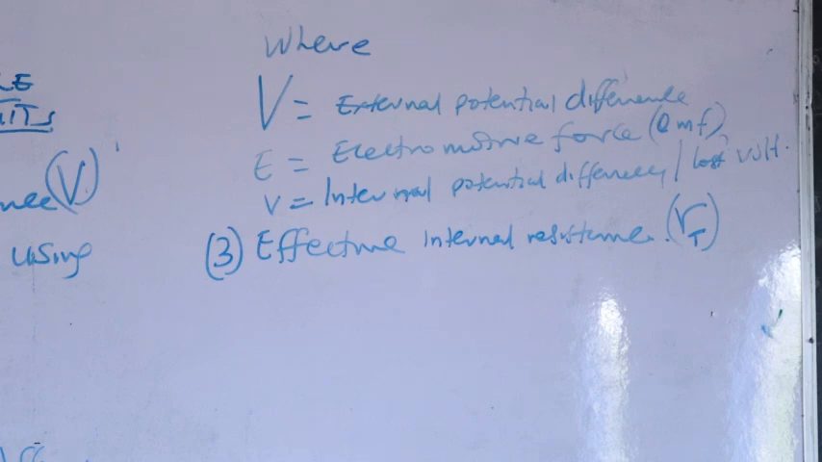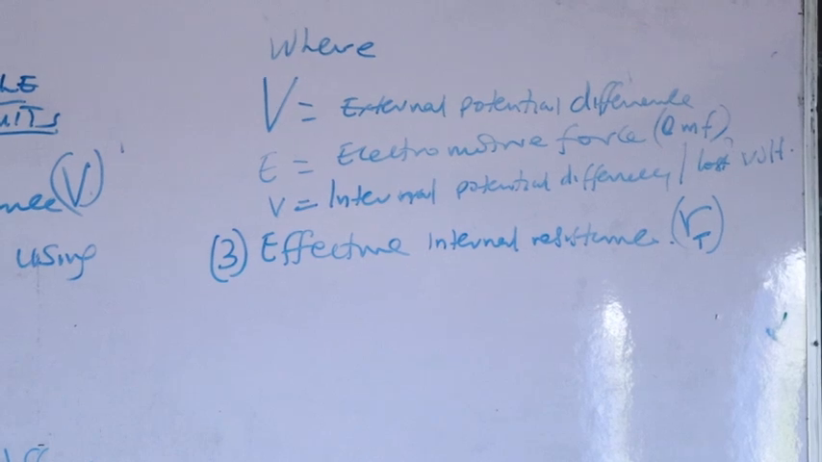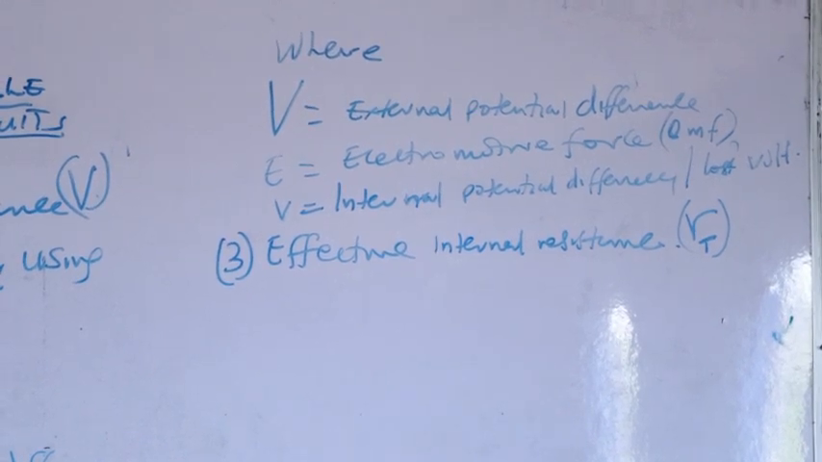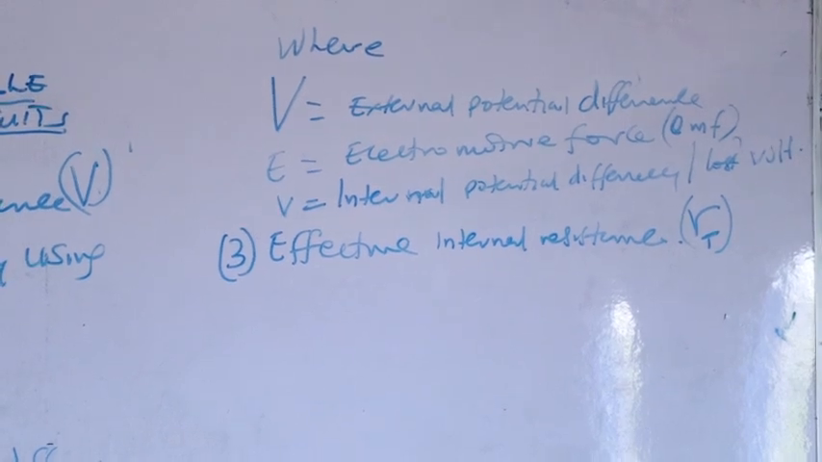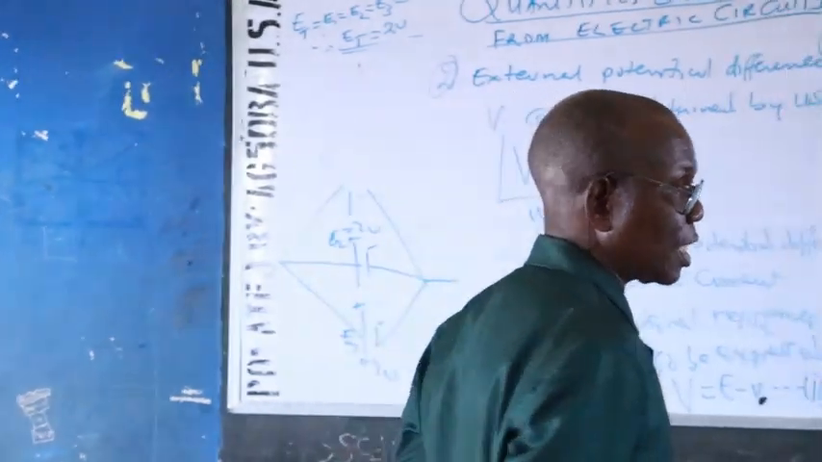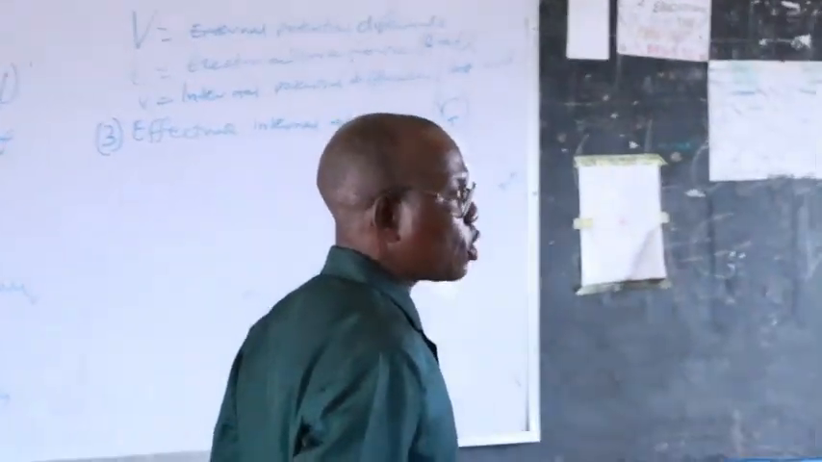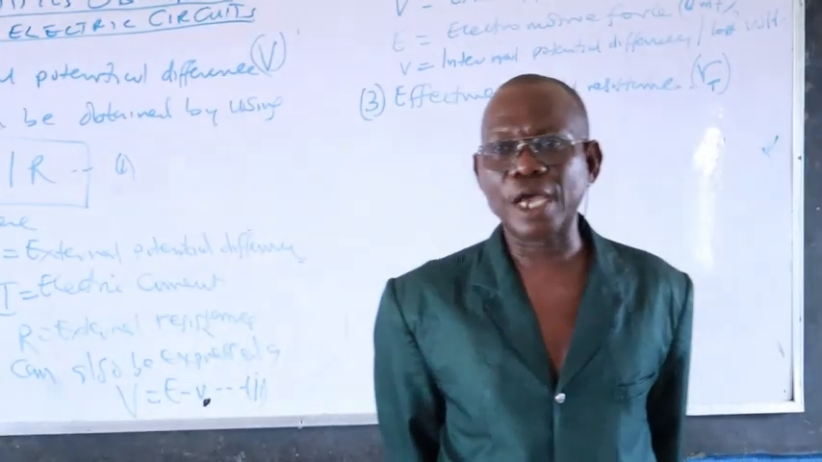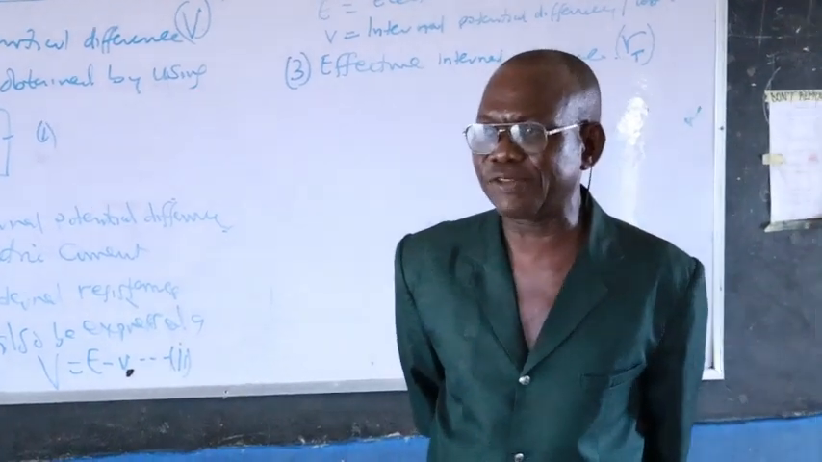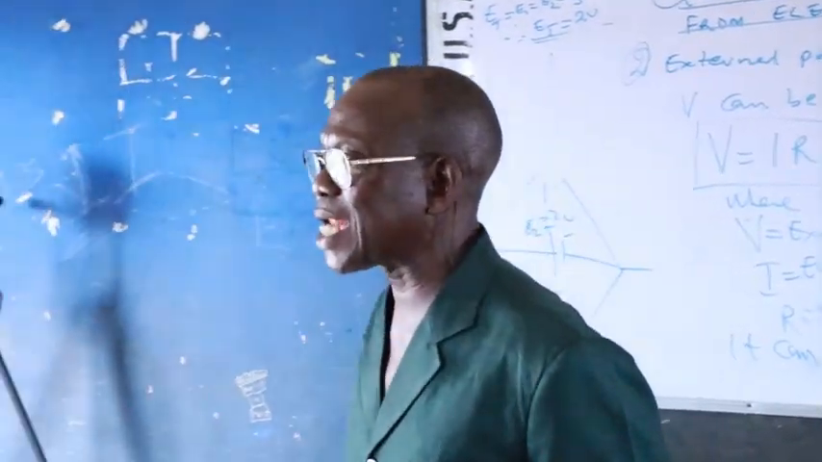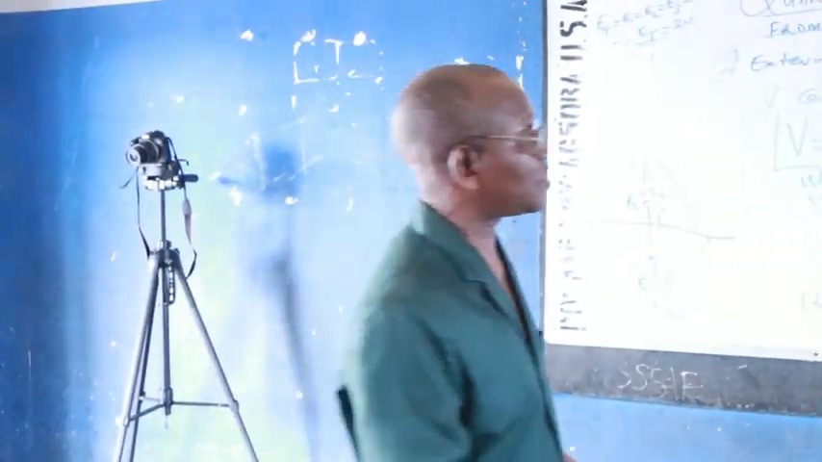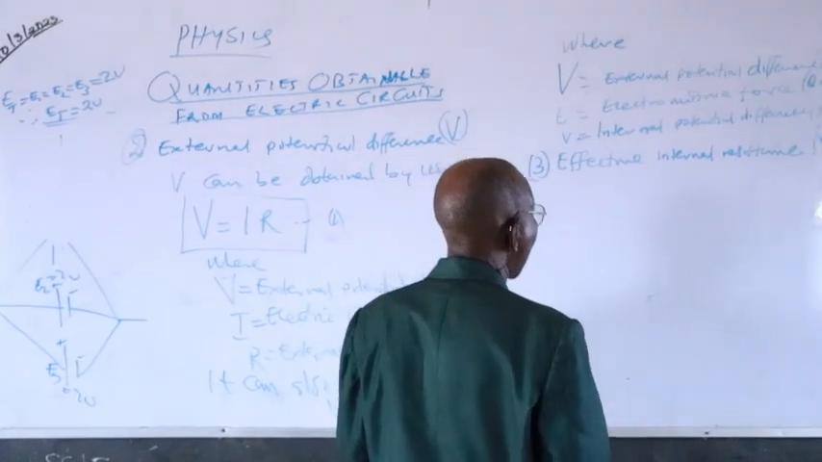When you talk about effective, that means you are talking about a circuit that contains more than one cell. If effective internal resistance is talked about, that means you have more than one cell in the circuit. For a single cell, you only talk about the internal resistance of the cell. But when you have more than one cell, you can combine their internal resistance, and that's when we talk about effective internal resistance. Am I communicating? Effective internal resistance is represented by small letter R total.